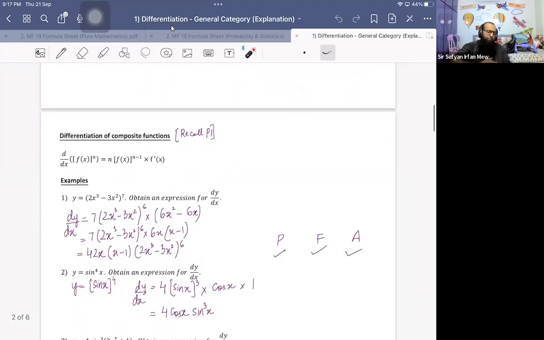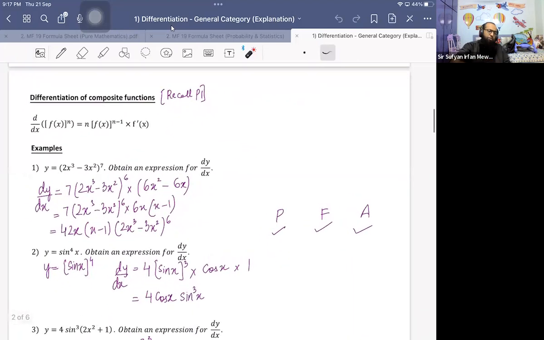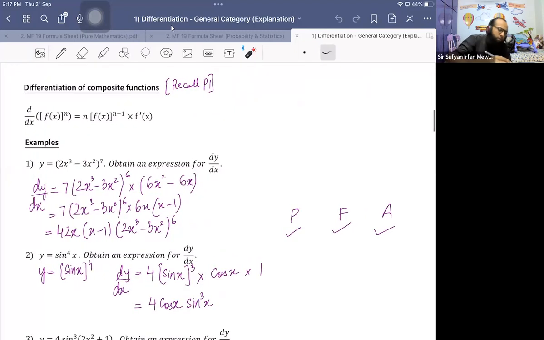Okay, right. Then we come to differentiation of composite functions. Firstly, we are going to recall this from P1, right? In P1, we studied that if there is a function and at the top of the function, there's a power, then such type of functions are known as composite functions. Function within the brackets, and at the top of the bracket there's a power. So how do we deal with such functions?